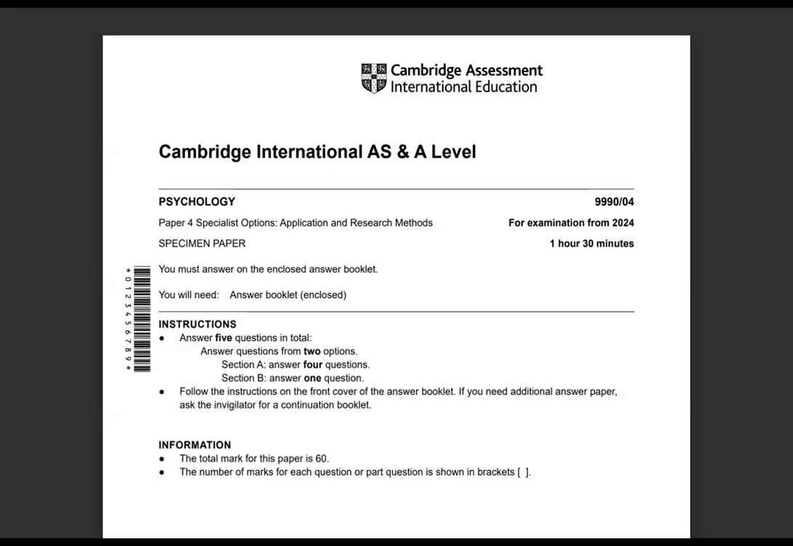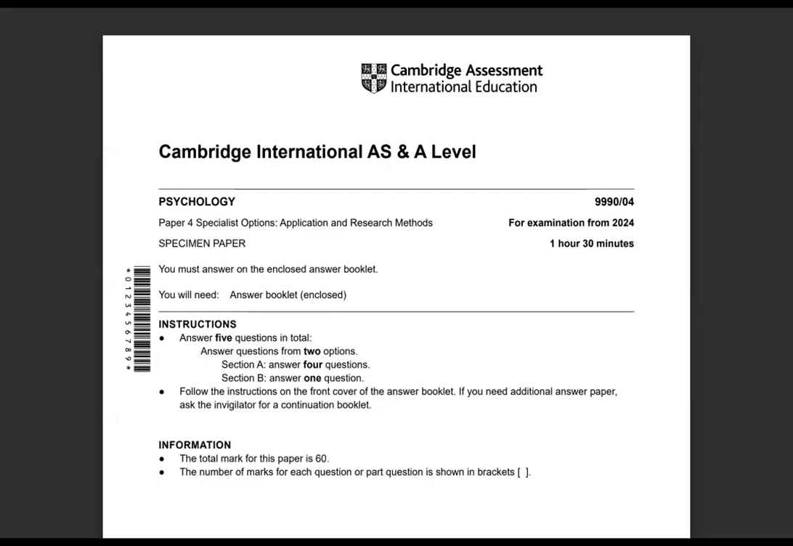Hello guys, so I'm back with the paper 4 specimen paper for A2 psychology. Think of this as a continuation of the last video where I discussed the format for paper 3, what is expected, a little bit of a guide on how to answer questions. So I'm going to discuss the paper 4 specimen paper now.